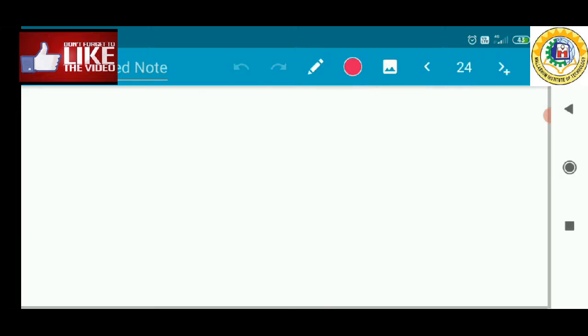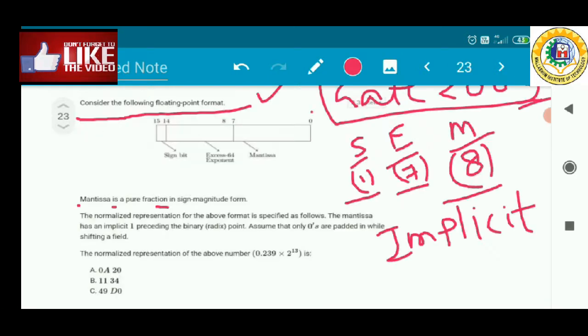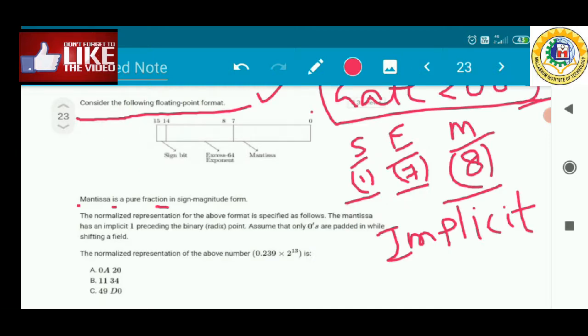In the case of the implicit representation, I have already said that the number is represented by minus 1 to the power s times 1.m, that is the mantissa representation. That means this is the radix point, and before the radix point there is only 1. So that has been written here: the mantissa has an implicit 1 preceding the binary radix point.